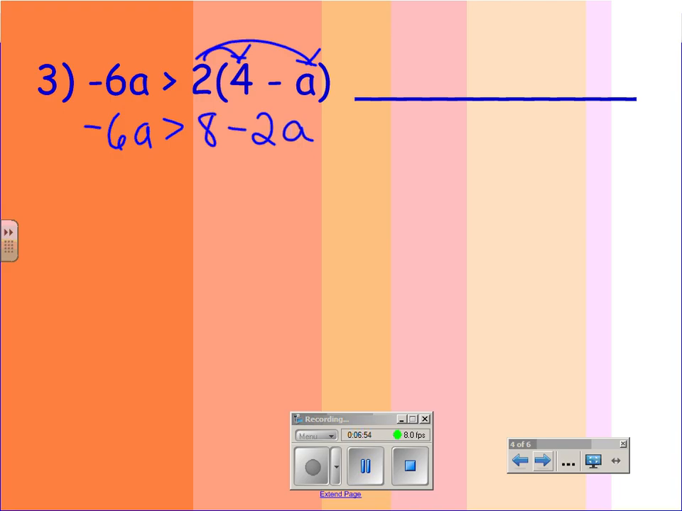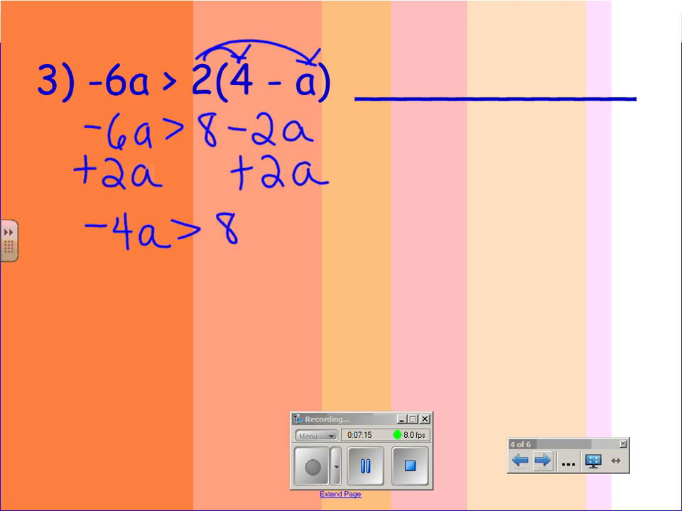Now, I want to get -6a and -2a together. They are on opposite sides of the inequality sign, so we know that means to use opposite operation. So in other words, I'm going to add 2a on the right, and I'm going to add 2a on the left. That gives me -4a on the left is greater than 8.